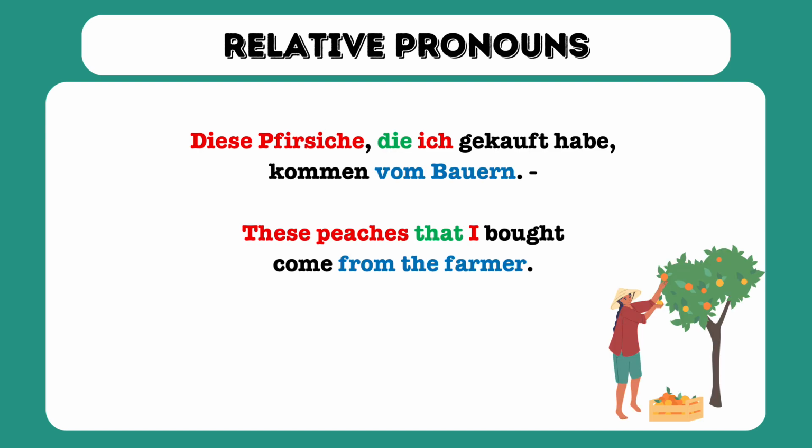Die Pfirsiche, die ich gekauft habe, kommen vom Bauern. These peaches that I bought come from the farmer. Diese Pfirsiche is the subject of this clause again. It's the subject of the main sentence. So, diese Pfirsiche kommen vom Bauern would be a full sentence. These peaches come from the farmer. But we want to describe the peaches a little bit more, specifically the ones that I bought, and therefore, die ich gekauft habe. Die Pfirsiche, die ich gekauft habe, kommen vom Bauern.